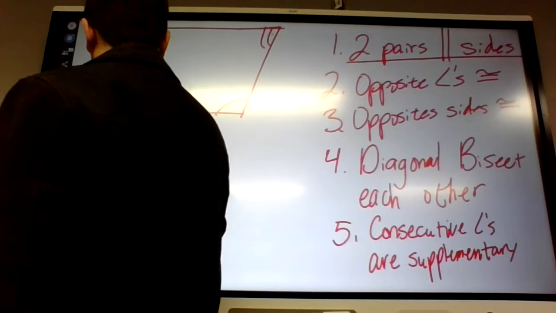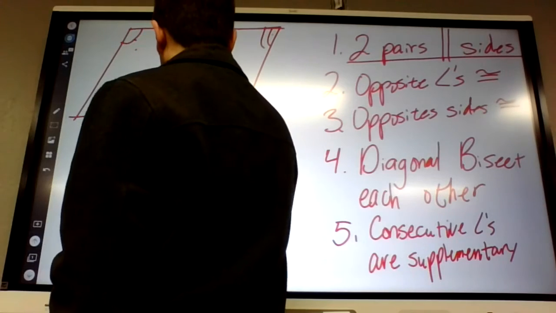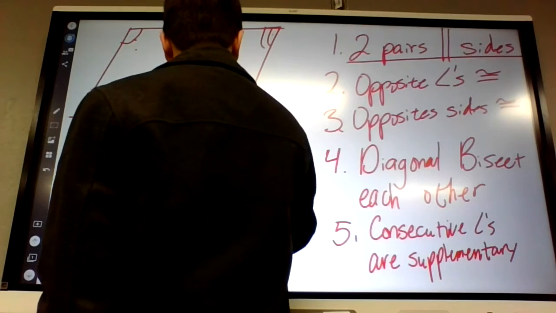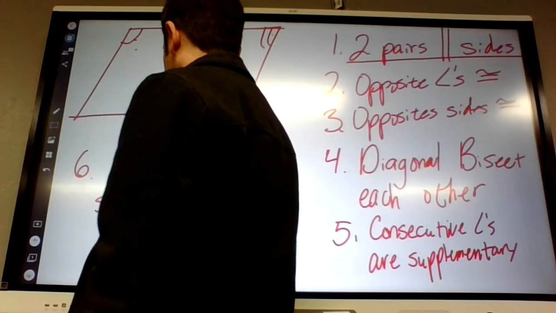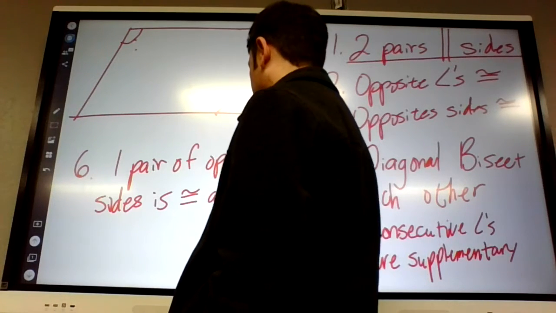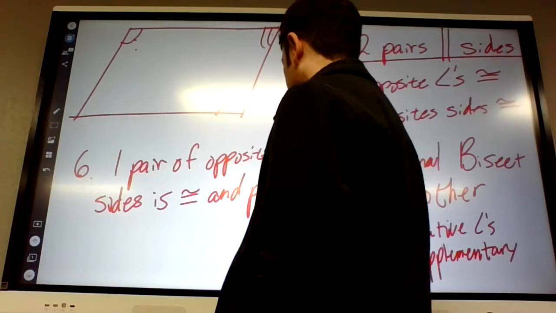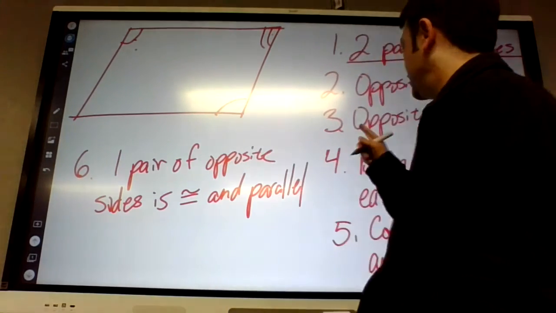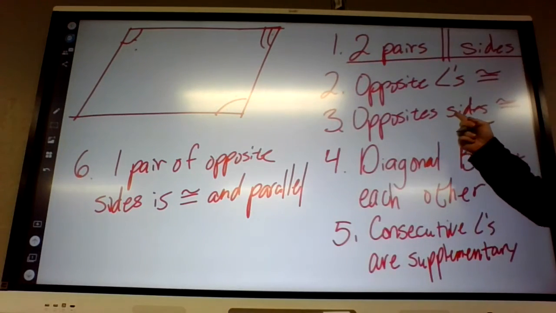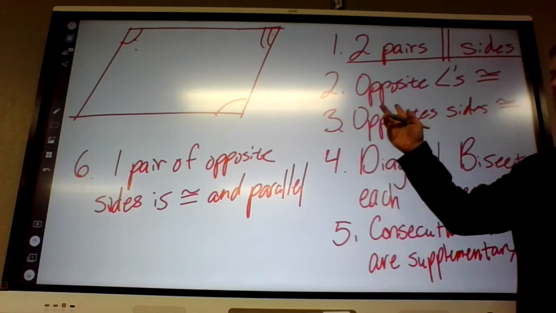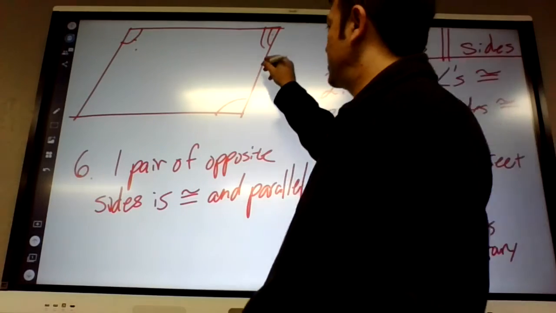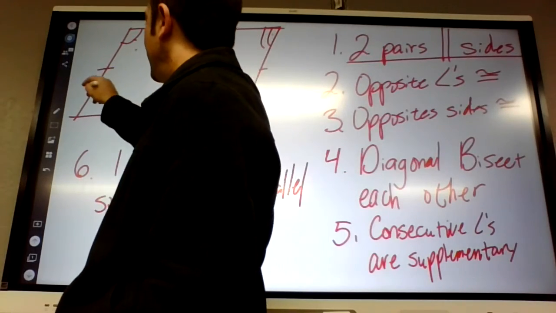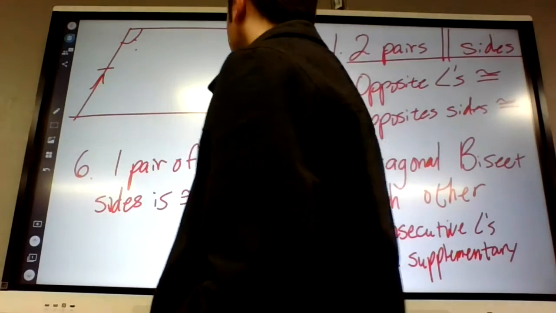If one pair of opposite sides is congruent and parallel. So on this one, it's both opposite sides are congruent, both opposite angles are congruent. On this, it's just one pair of opposite sides is congruent and parallel. So maybe this is congruent to this, and it's parallel to that.